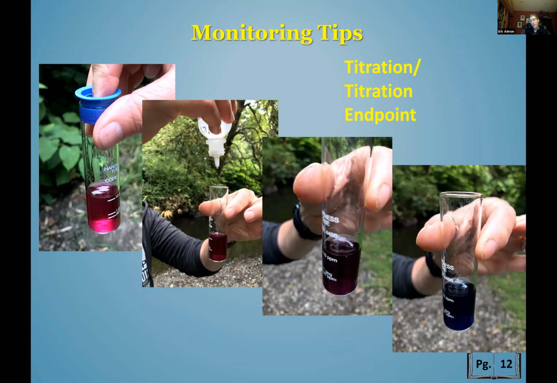So we've added a drop, added a drop, added a drop. We keep getting color change. Now we add one more drop. There's no more color change. So we don't count that very last drop that was added. So your titration endpoint is when you have no more color change.